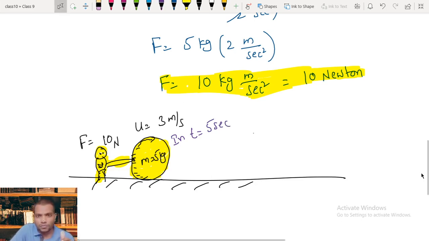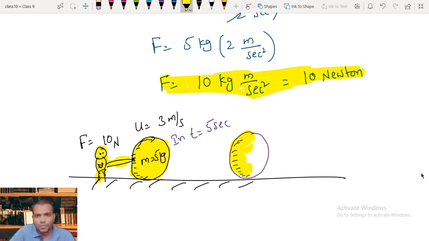What happens if we apply a force on an object is that its velocity changes. Now we need to find this object's final velocity. The final velocity v equals how much?